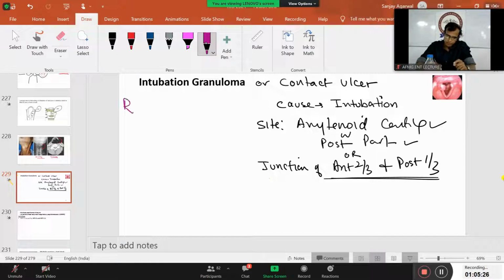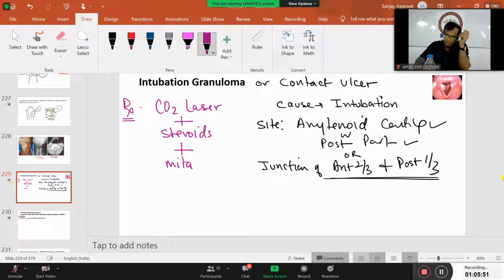Treatment. In the treatment of intubation granuloma, you have to do 4 things. You have to do CO2 laser excision, plus you have to give steroids, plus mitomycin C, plus Botox. All have to be done together.